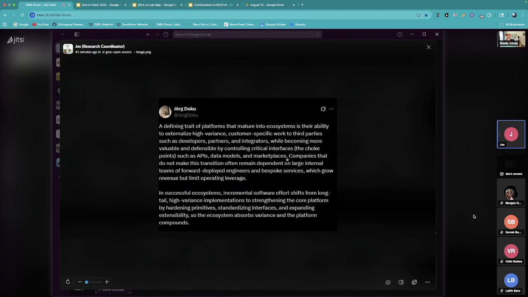When you can't externalize things as your stuff grows, you're dependent and locked down onto maintaining a bigger internal team to do a lot of that work for you.